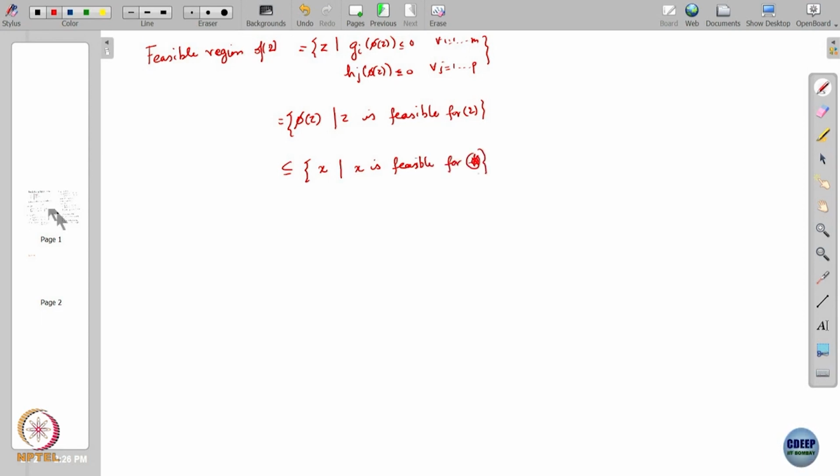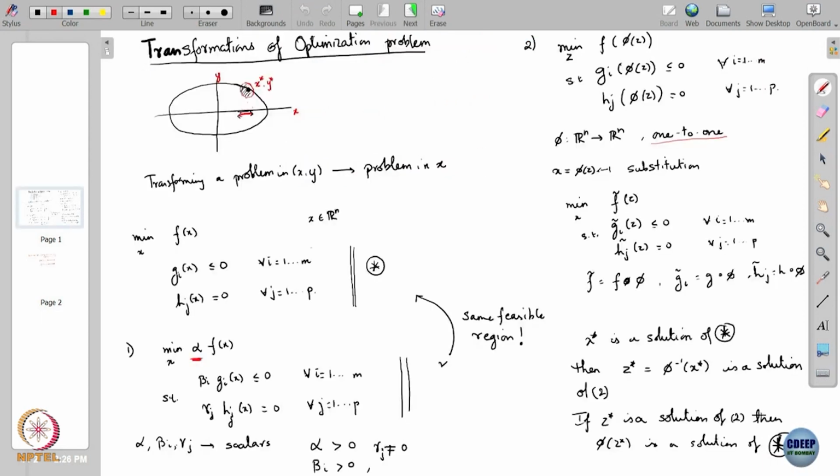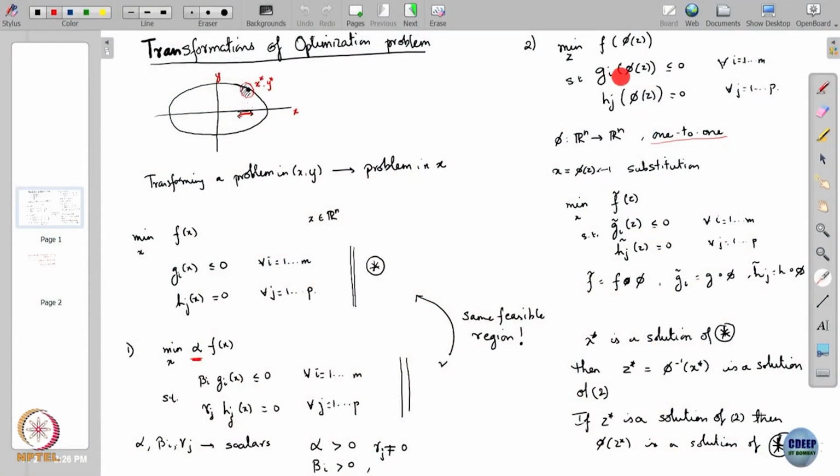So, when we search in the problem star, when we are optimizing over all the x's, we are including those x's for which there is a corresponding z, but also those for which there is no corresponding z. So, this feasible region is larger. Okay. So, the optimal value that you will get from here will be less than or equal to the one from problem 2, right.